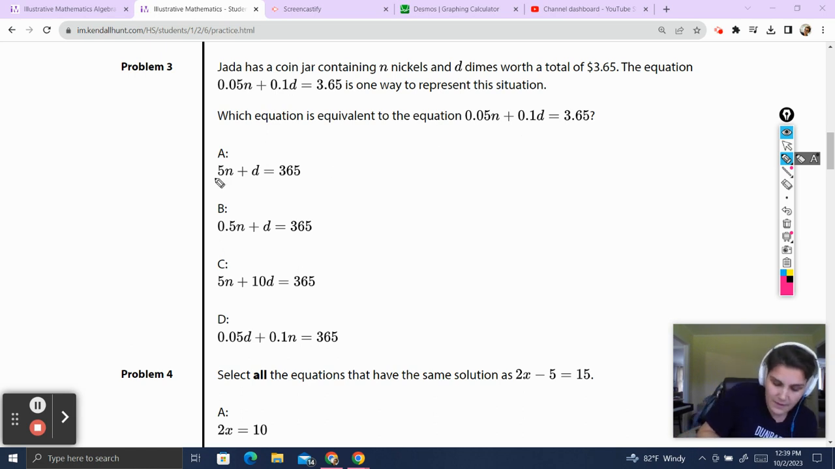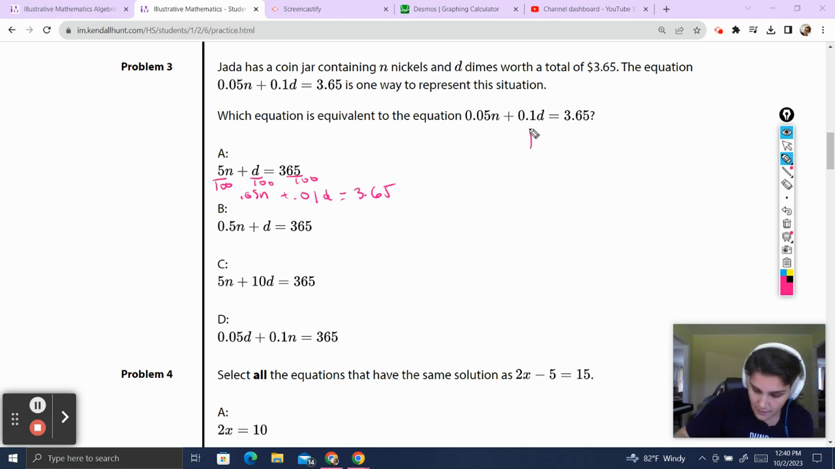So in this case, to get from 0.05 to 5, we had to multiply, or to go backwards, we're going to divide by 100, which gets us 0.05n, which means we divide this term by 100, which gets us 0.01d, and we multiply this term by 100, which gets us 3.65d. So, is this answer correct? Well, this term is wrong. So, nope.